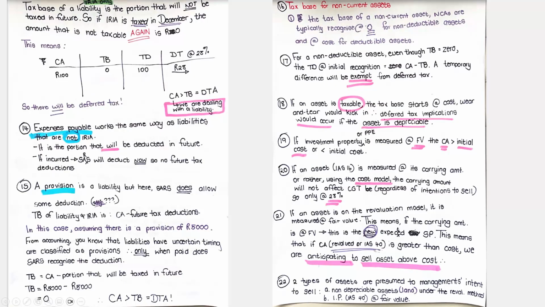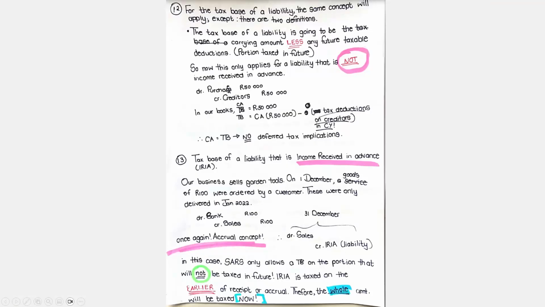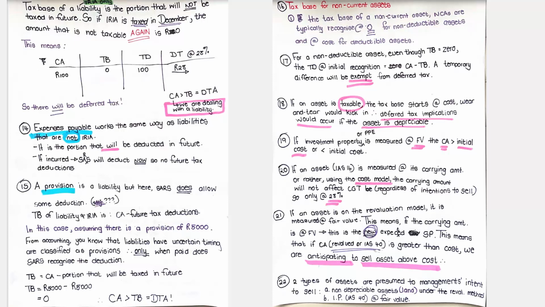Income received in advance, I'll cover in a slide after this. So let's go to point 14. Expenses payable is the one I just did. Even though this is a creditor, like a pure creditor, it works in the exact same way as the liabilities that are not income received in advance.